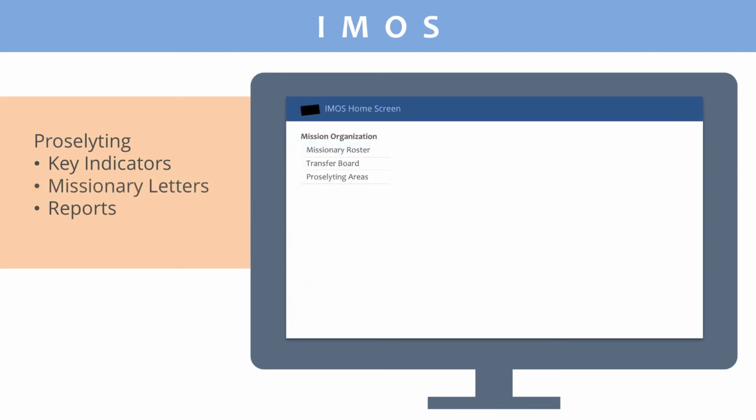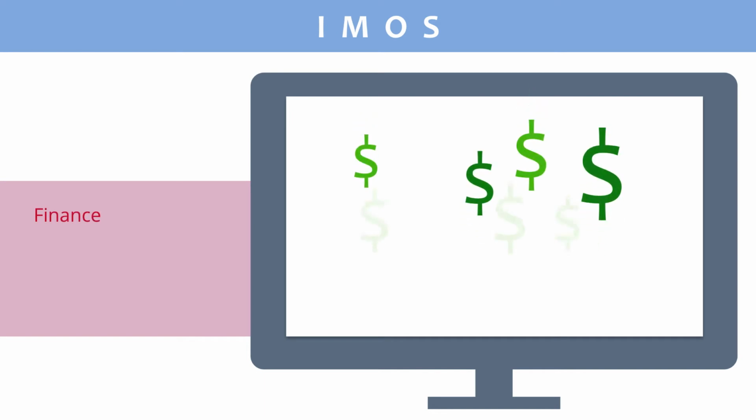Now back to the IMOS home screen. This is where you'll find the proselyting tools. The next section is finance. Your financial duties are critical as mission president. You are the sole steward over mission finances, and you are the only person allowed to approve payments.